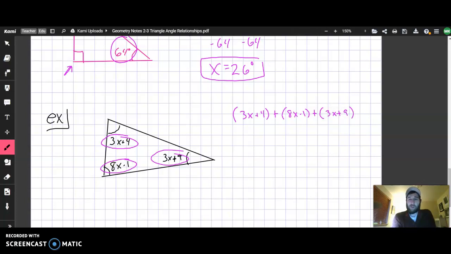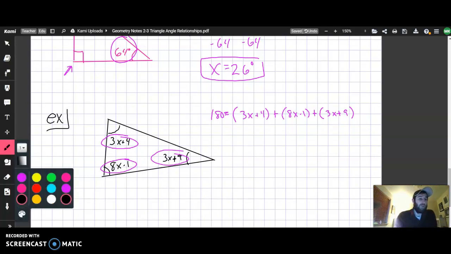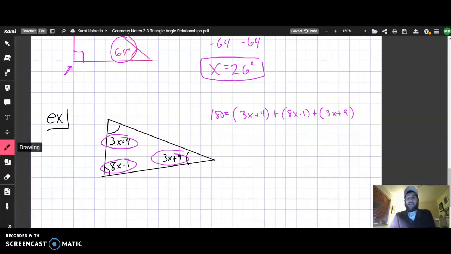I'm kind of close to the end of the page over on this side, so I'm just going to go ahead and write my equals 180 on the other side here, which is more than okay. So now we're able to combine our like terms and solve. In order to combine our like terms and solve, we really can drop our parentheses. I only added the parentheses there to help us visualize where each of the three angles were.